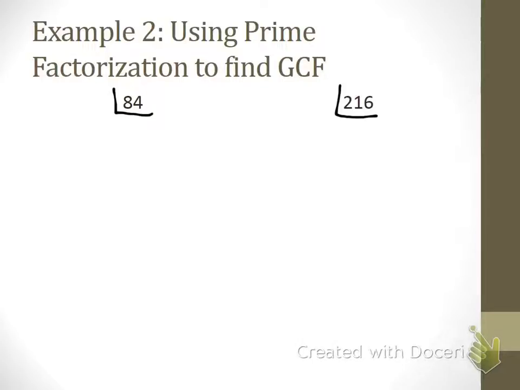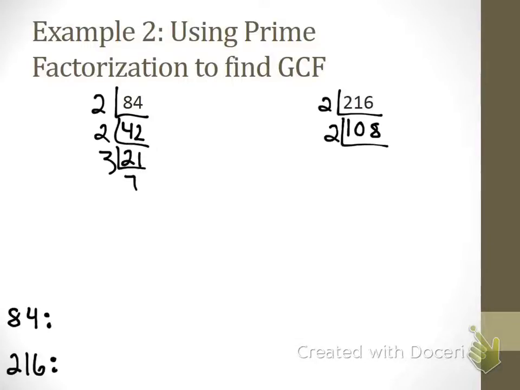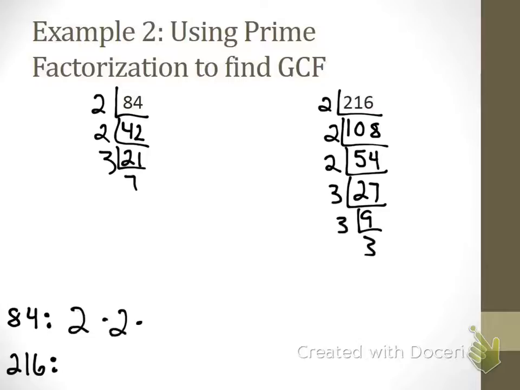Go ahead and do your prime factorization. And then on the bottom of the page, I want you to list out your prime factors. Go ahead and list out your prime factors on the bottom of the page. Now I did the prime factorization of both numbers, and I listed out my factors.